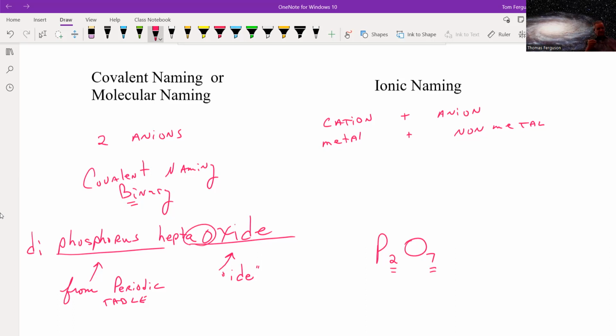Okay, so diphosphorus heptoxide. Is it ionic or covalent? If it's covalent, we get into the covalent naming convention. First step is to name the two parts. The second part is you look at the numbers there. How many? Use that top right naming scheme of mono, di, tri, tetra, penta, hexa, hepta, octa, nona, deca. And as you use these, they'll become more and more familiar.